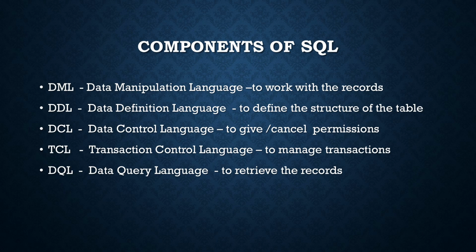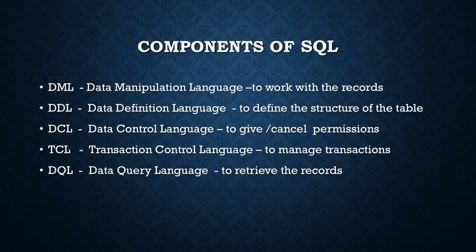First, DML. What is Data Manipulation Language? This language is used to work with the records. To enter a record, to add a record, or to delete a record, we can use this. DDL is the main one. From this, we decide the structure of the table: how many rows and how many columns. To decide the structure of the table, we use DDL. It contains some commands to define the structure of the table. We can call it the database schema.